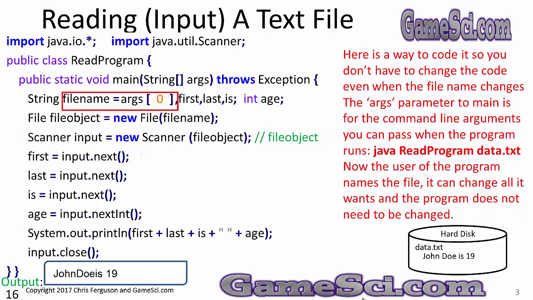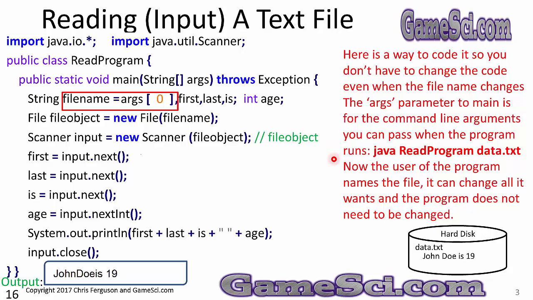I'm just tweaking little things here. Here is a way to code so you don't have to change the code even when the file name changes. I'm going to set String fileName equal to args[0]. I'm going to use the input parameters of the program to get the file name. The args parameter of main is for the command line arguments that you can pass when the program is run.